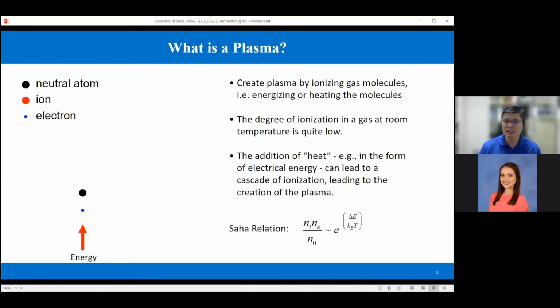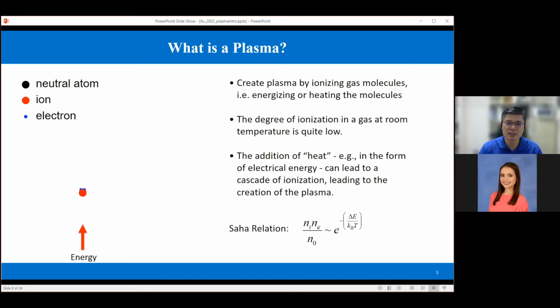And we add energy or heat to the molecules of the gas. There are different ways to do it. But for example, here we have a neutral atom in the black dot and then an electron, so a single electron with negative charge in the blue dot. And then we somehow add energy. Could be by electric fields, could be by laser, it could be just by a really hot oven.